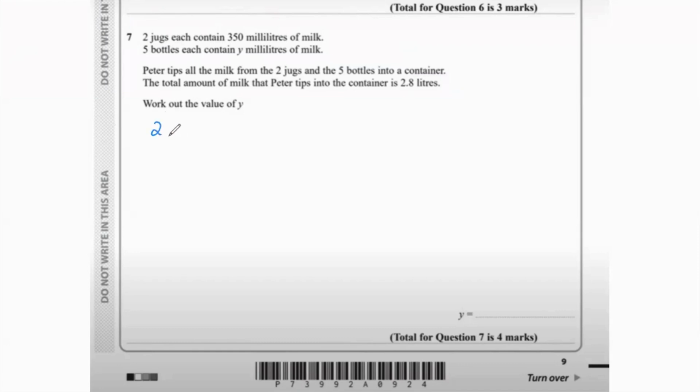So 2 times 350 plus 5 times Y equals 2.8 times 1000. One jug contains 350 milliliters of milk. So 2 jugs will contain 2 times 350, which is 700. 5 bottles each contain Y milliliters of milk. So 5 times Y, which is 5Y.